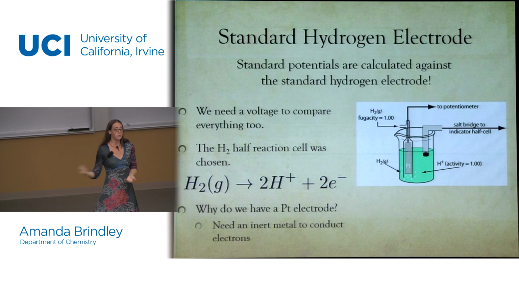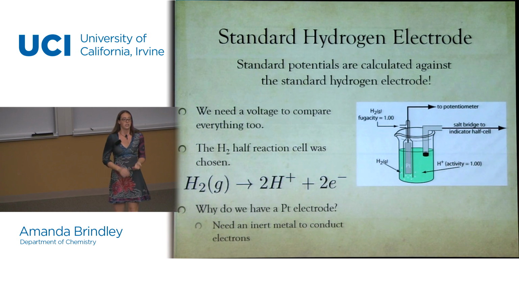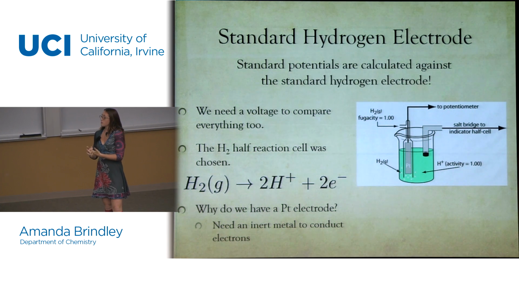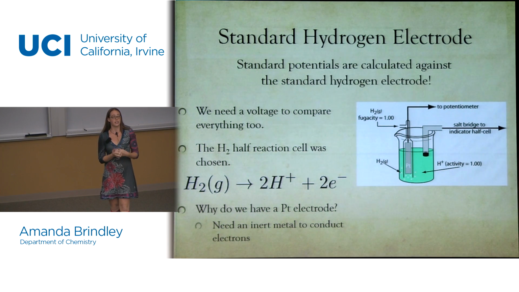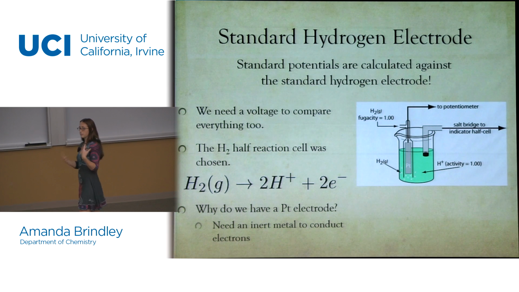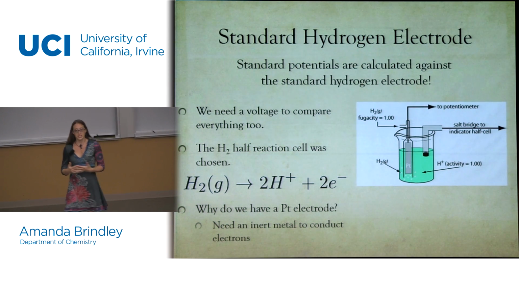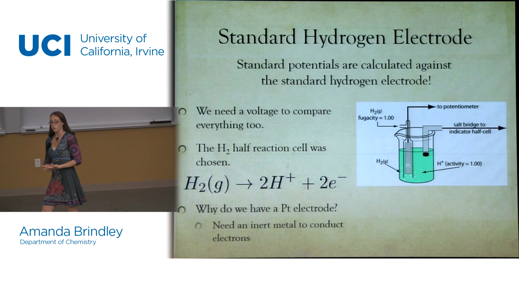Why do we need that? Why do we have a platinum electrode if we're having a hydrogen reaction? Platinum has one really important characteristic. Anyone know what it is? It doesn't react with things. It's one of the reasons why platinum jewelry is expensive, besides just it's shiny. It doesn't react with anything, it's very stable.